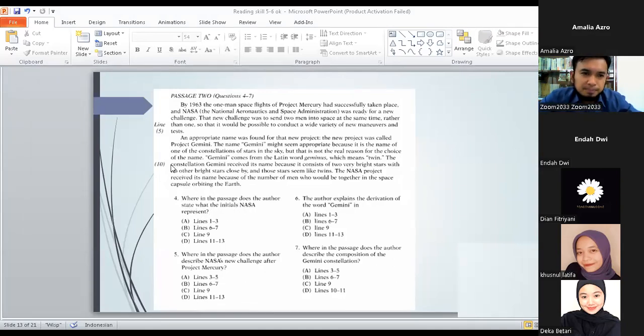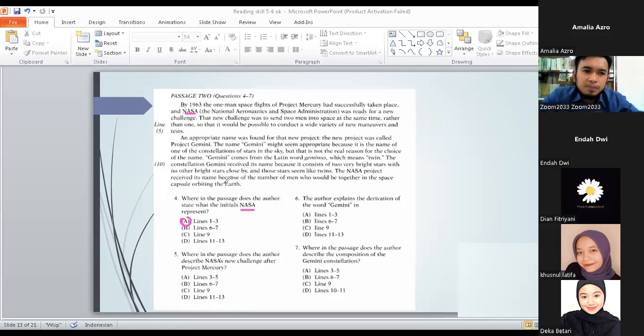Number 4, alpha. Okay, Farah, Afifa. Number 4, where does the author state the initials of NASA? Where does the word NASA come from? Yes, in lines 1 until 3. Of course, the answer is alpha.